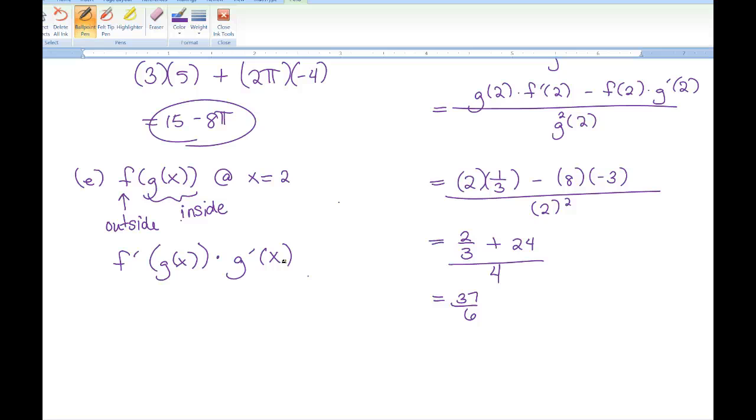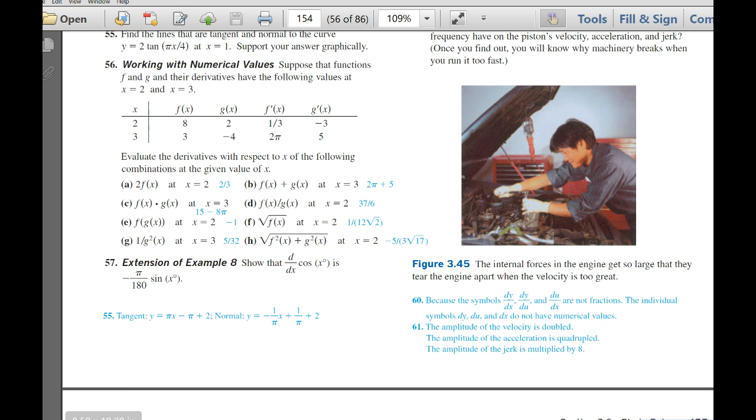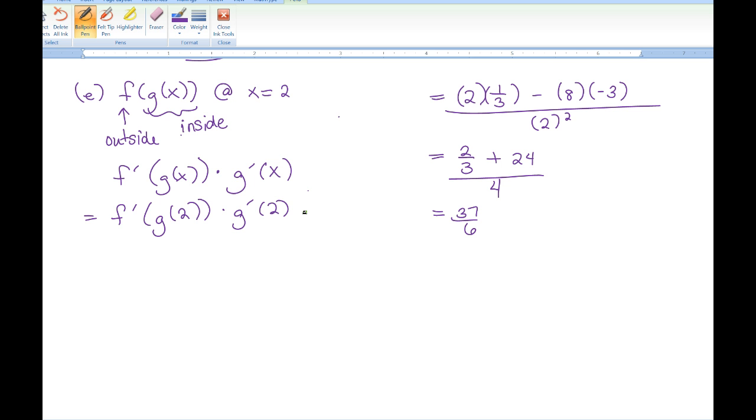Now we want to just put in the values, so it's f prime of g of 2 times g prime of 2. Okay, g of 2 is 2. So it's going to be f prime of 2 times, what's g prime of 2? Negative 3. So then I look back, f prime of 2 is 1/3. So it's 1/3 times negative 3.